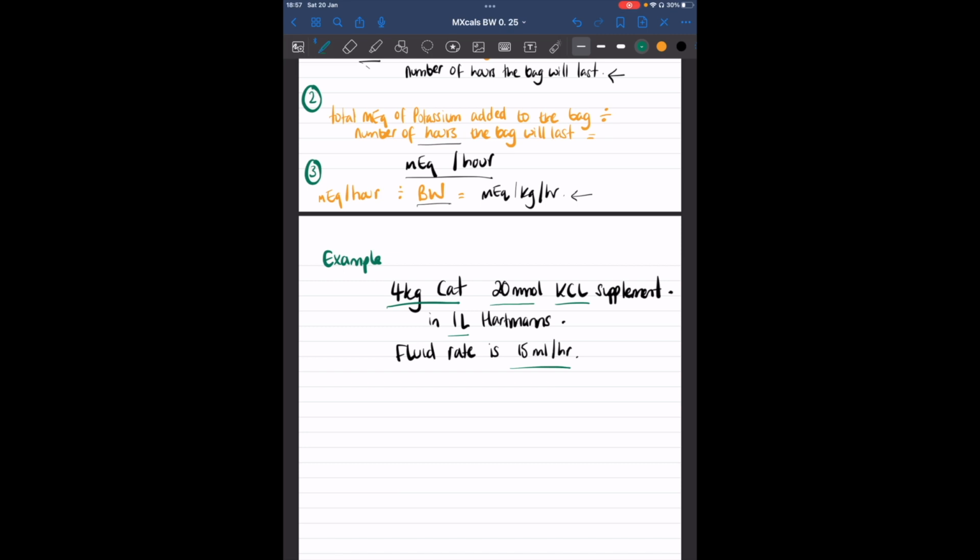I will just say as well, there is potassium in Hartmann's. Do you take the potassium in Hartmann's and add it to the potassium that the vet is asking to supplement? Yes, you can do. The amount of potassium in the Hartmann's itself is negligible, so it's not going to make a great deal of difference. So I haven't included it in this one, but you could add it on.